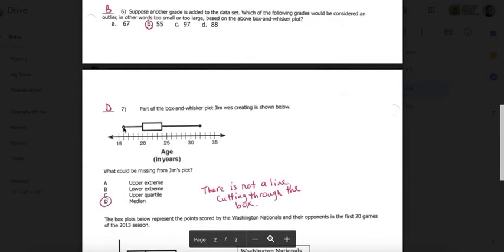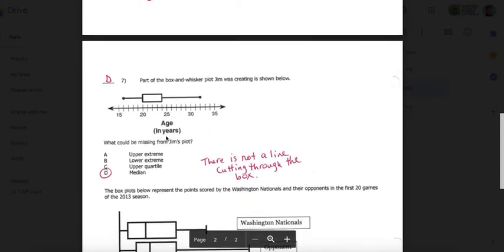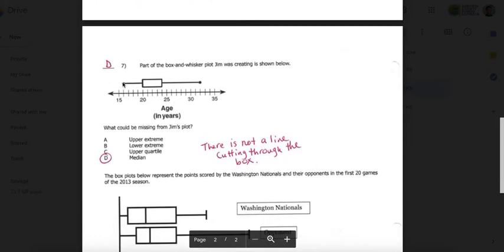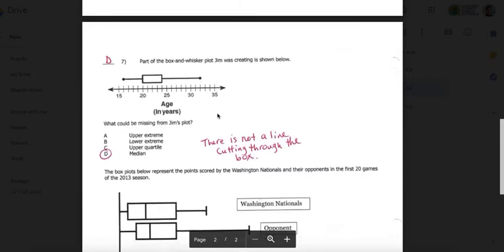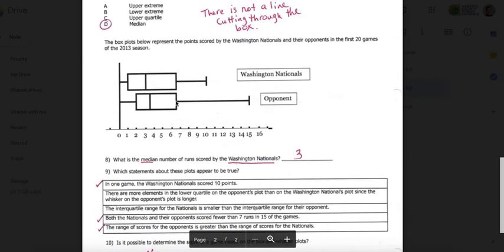Okay, number 7. What part is missing here? Remember, the box is cut somewhere, so that's the median. Okay, there's not a line cutting through the box. Okay, we have the lower extreme, we have the lower quartile, and upper extreme. Okay, this is a double box and whisker plot. We have 2 box and whisker plots on the same number line.